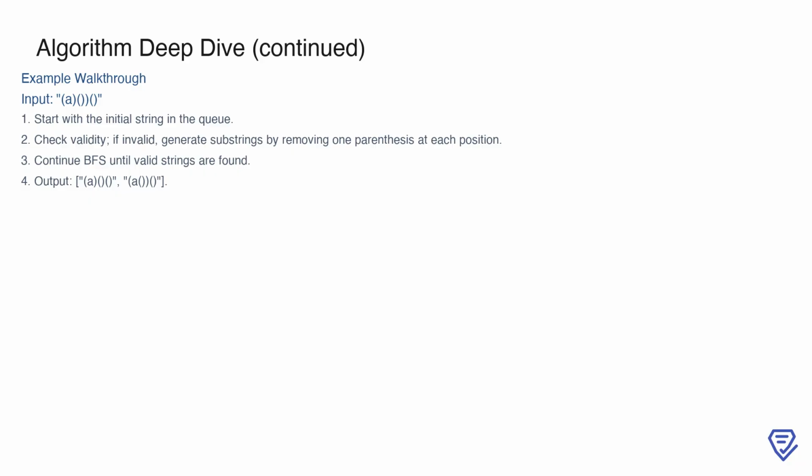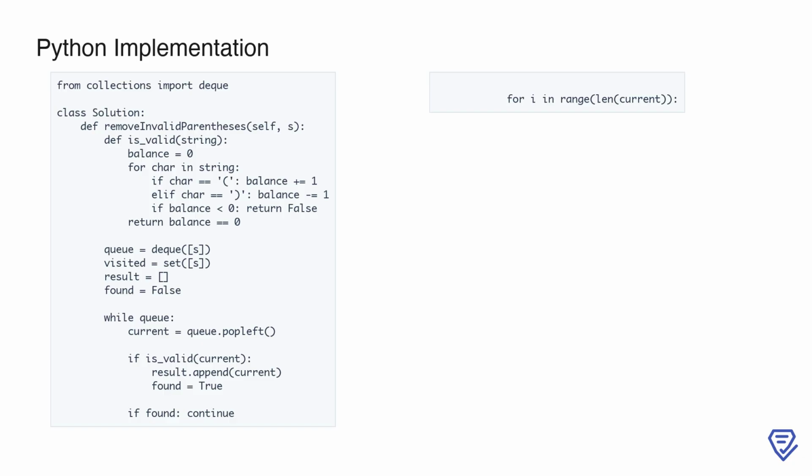To solve the problem of removing invalid parentheses, we start by importing the deque class from the collections module, which will help us efficiently manage our queue for the breadth-first search. Within the Solution class, we define the removeInvalidParentheses method that takes a string s as input.